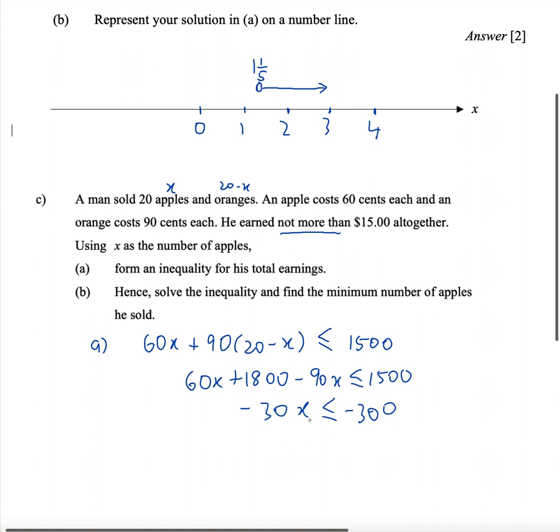So once again, we are going to divide by a negative number. Dividing by negative 30, we need to reverse the sign. Okay, so 300 divided by 30, with the sign reversed, will give us 10. Therefore, the number of apples here is more than or equal to 10, so the minimum number of apples is 10.